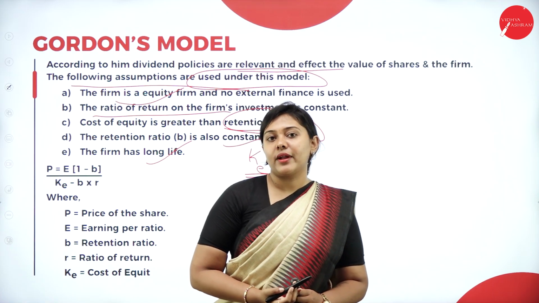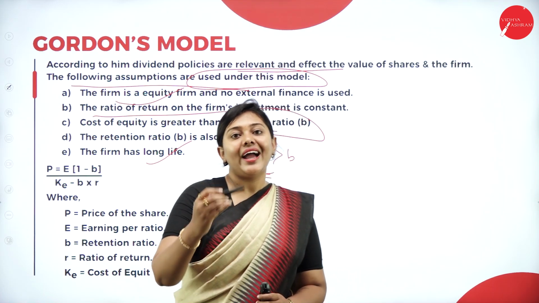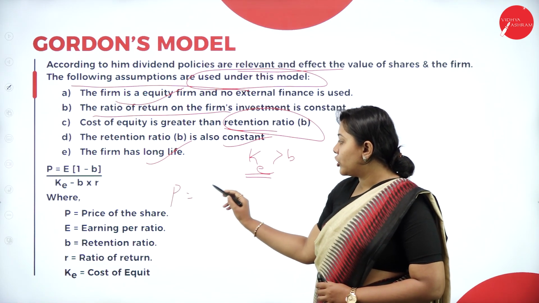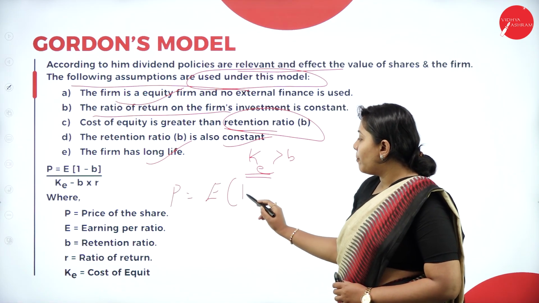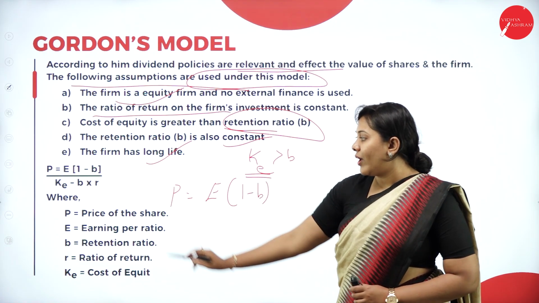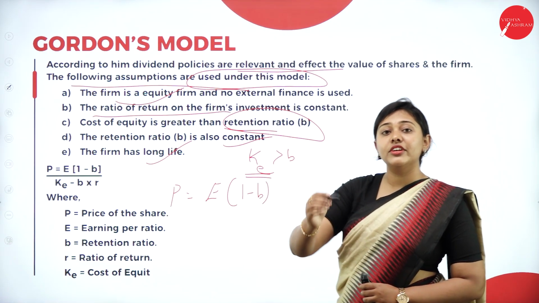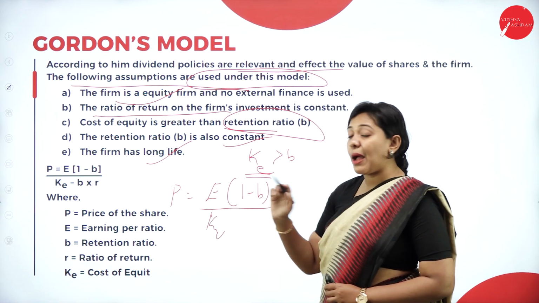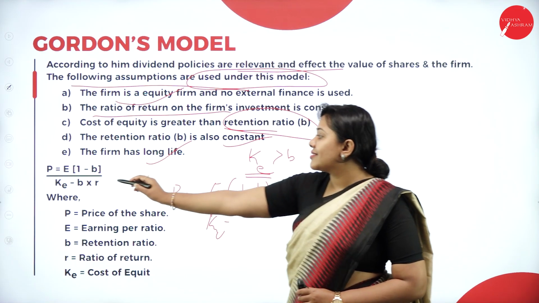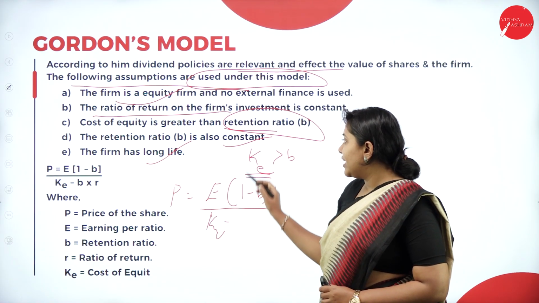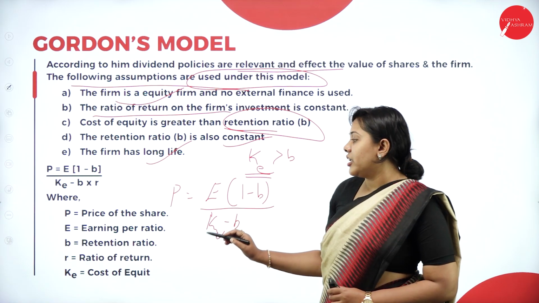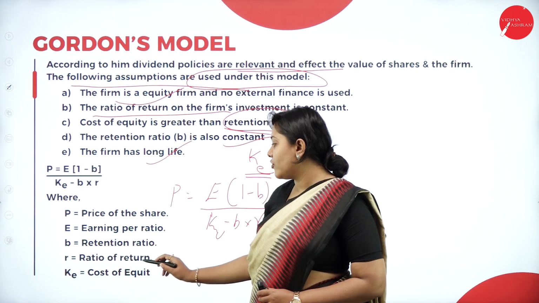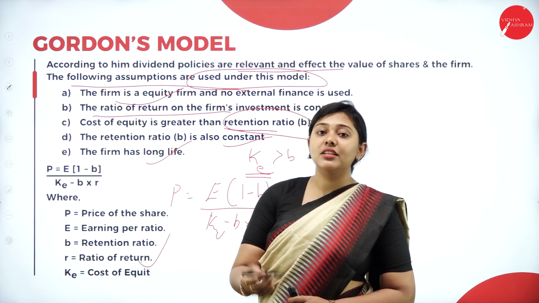So what is the market price of the share? We will discuss. And what is the formula given? The formula is P is equal to E(1 minus B), that is your dividend payout ratio, divided by cost of equity or capitalization rate minus B into R. What does B stand for? B is nothing but your retention ratio. What does R stand for? Ratio of return, or internal rate of return.